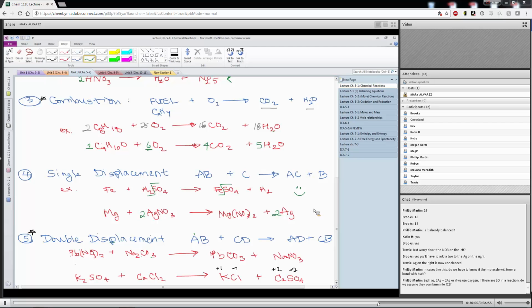Unless I say, like, balance the equation and I read it off to you like iron plus sulfuric acid forms iron 2 sulfate plus hydrogen, then you would need to know, oh, okay, hydrogen's going to come as H2. I think that answered.